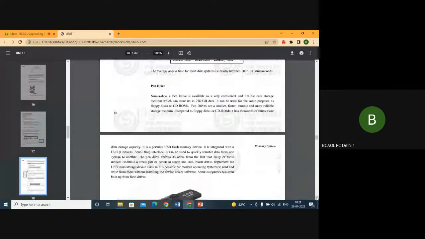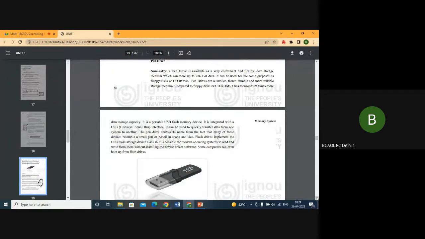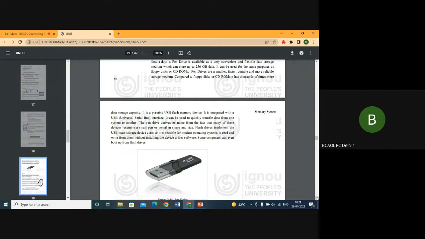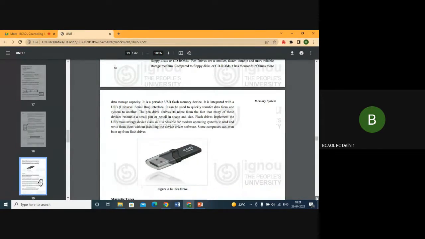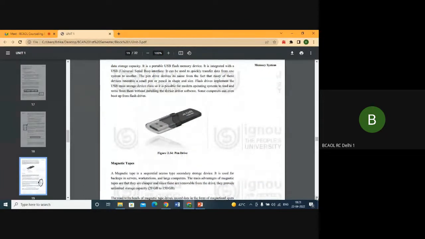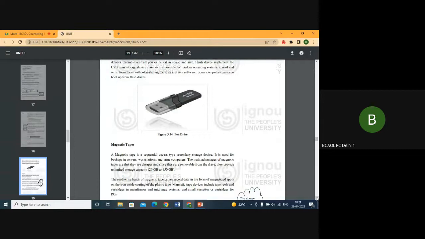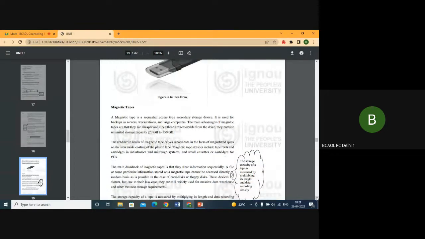Right. Then another secondary storage device is your pen drive. Earlier also, you had USB pen drives, universal serial bus, right? After CD-ROMs and DVDs, pen drives became famous. You used to carry data inside this. They are also a kind of flash drive. They are known as flash drives also.